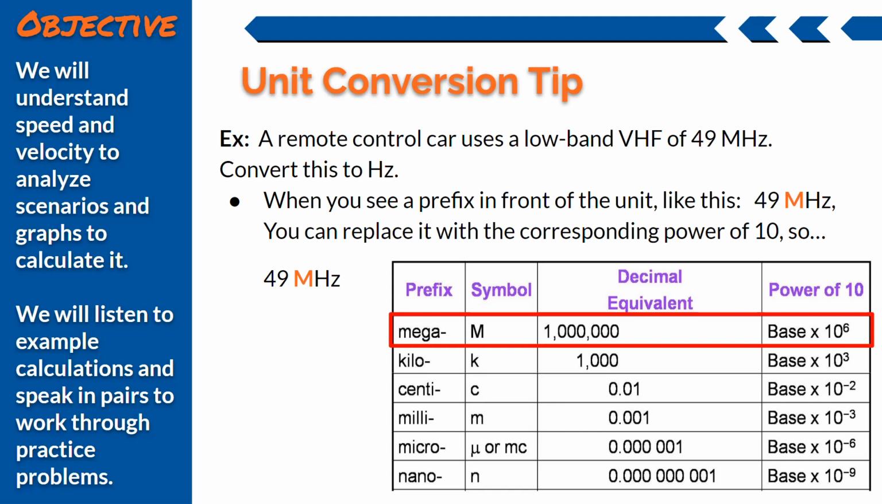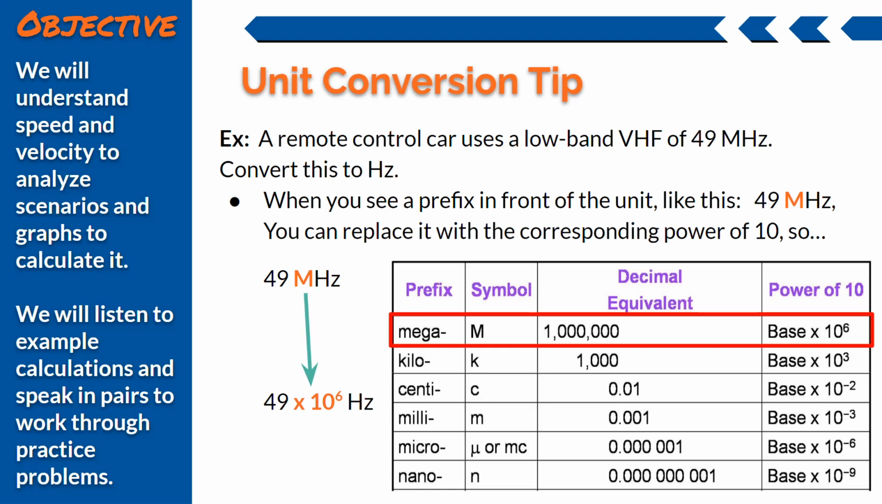You can still do this conversion because if you see a prefix in front of the unit like this M, it's in the table. Capital M is mega. Mega means 10 to the 6th. Okay, if it's a lowercase m, that's different. That matters. That's milli, a different thing. Okay, so this is megahertz. If you see a prefix, replace it with the corresponding power of 10. So 49 megahertz is 49 times 10 to the 6th hertz.